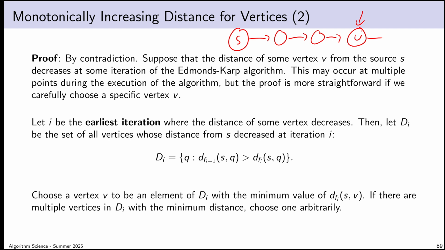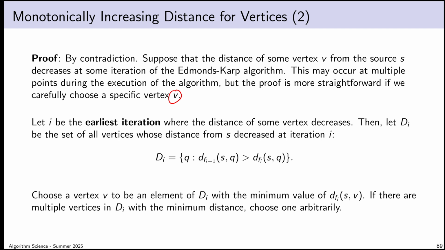But now suppose that vertex u has some outbound neighbor w. Wouldn't it be true that if the distance from S to U decreases, it's quite possible that the distance from S to W decreases as well? I would say that's likely. So to be careful in my proof, I have to very carefully define the specific vertex I want to talk about. I want to basically show that for some vertex V, whose distance decreases, there is no way for that to happen that doesn't result in a contradiction.